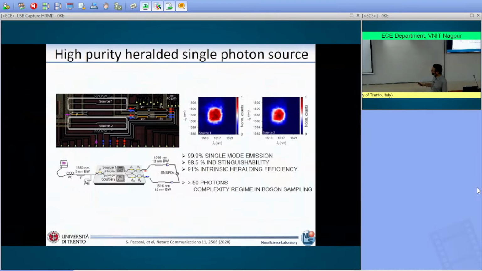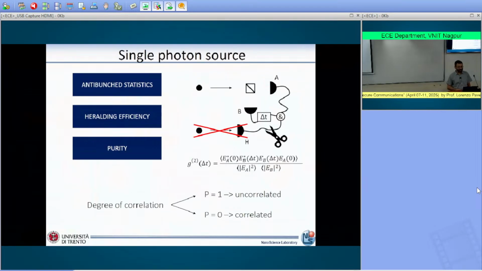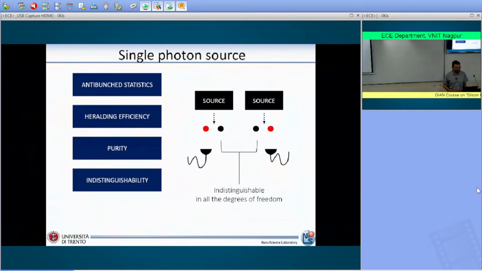These are the joint spectral intensity of the photons coming out from one source. These are the joint spectral intensity of the photons coming out of the other source. If you overlap the two, you get an indistinguishability that is in the order of 99%. So extremely high. Okay? So by using this approach, we can remove the correlation between the photons, and therefore we can get sources of extremely high purity. We can even integrate two sources in a circuit, so we get a very large degree of indistinguishability.